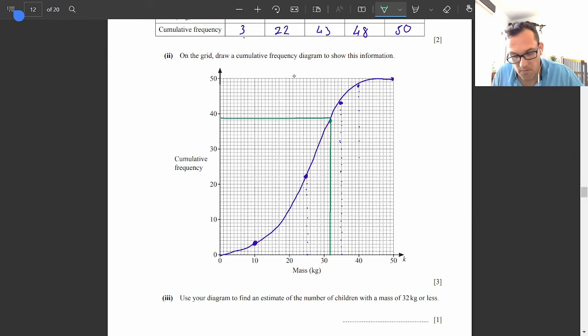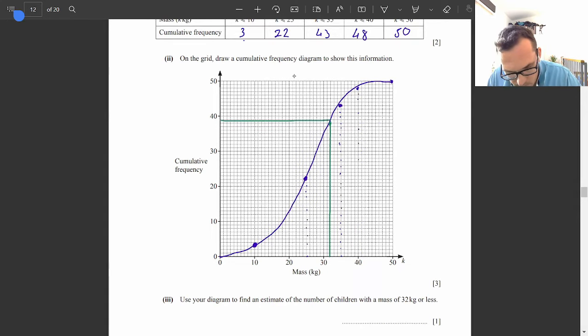And that's where we read off the value. Mine looks like 39. So that's what I'll write. Let's check.